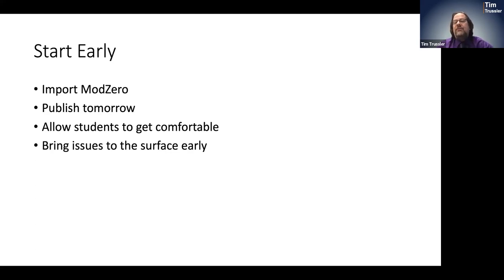So that's the other benefit of Mod Zero. If there's issues, it surfaces these, and you get a chance to deal with those. I hope it doesn't come down to maybe this isn't a good fit for you, but again, if it is, we'd rather have that happen this week than a couple of weeks from now.